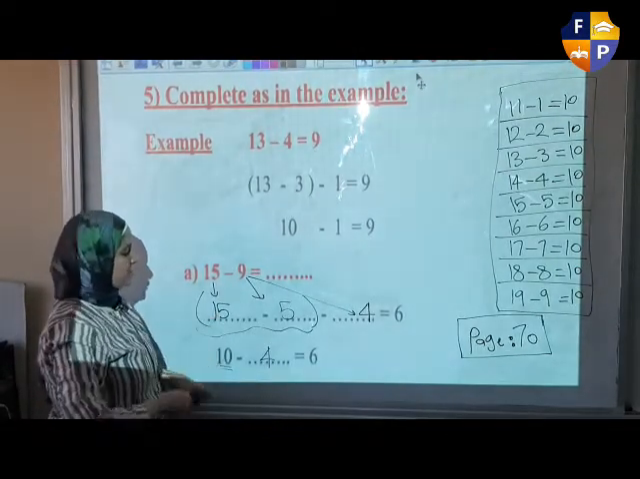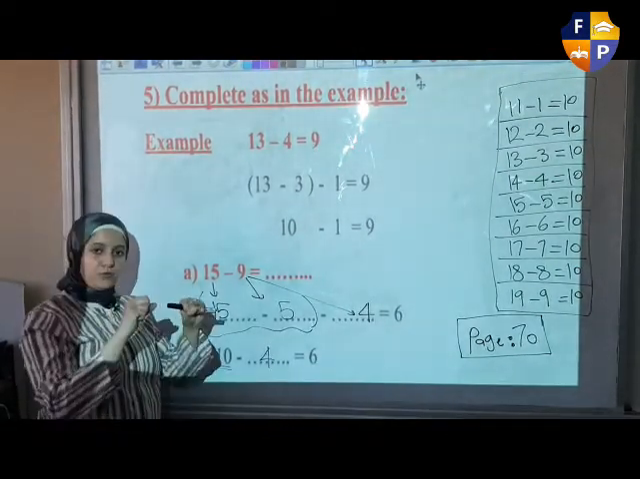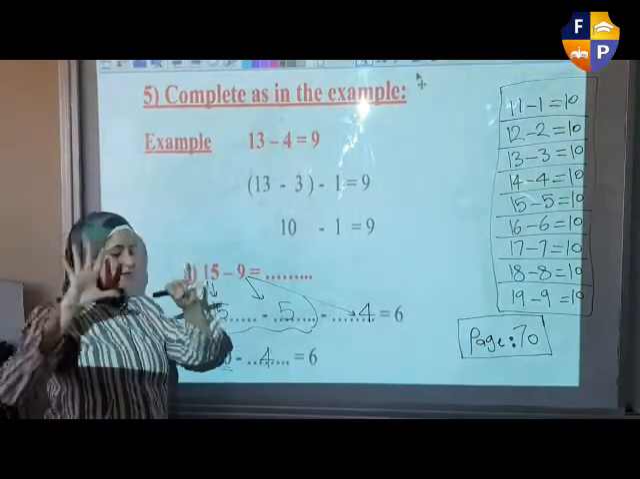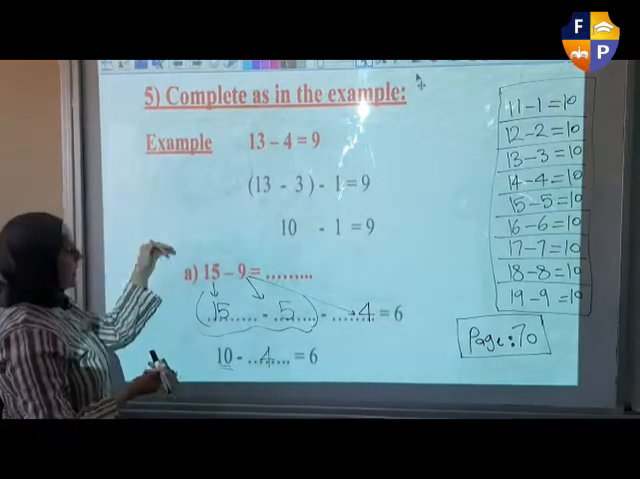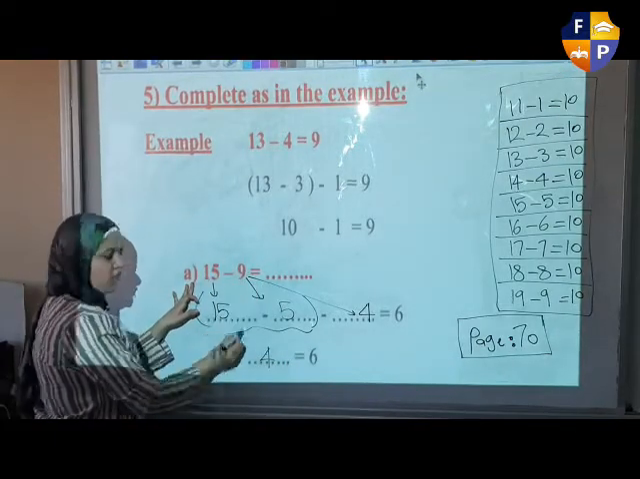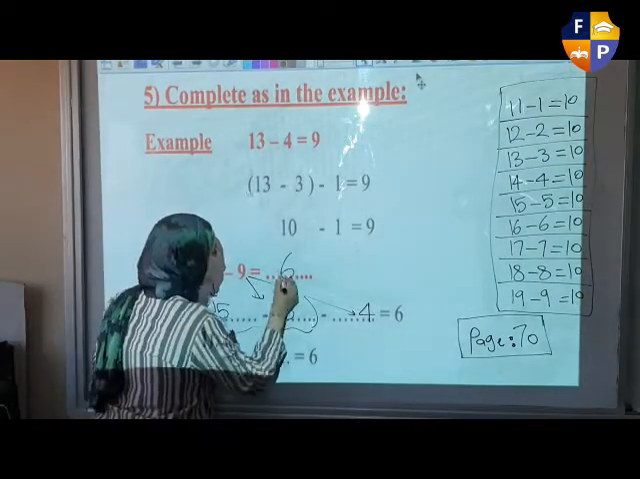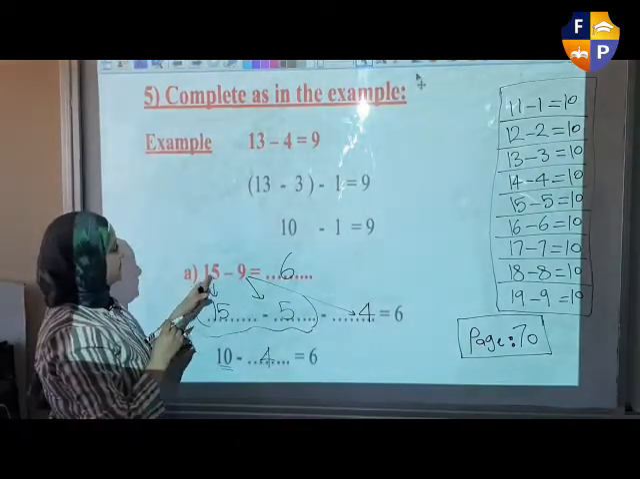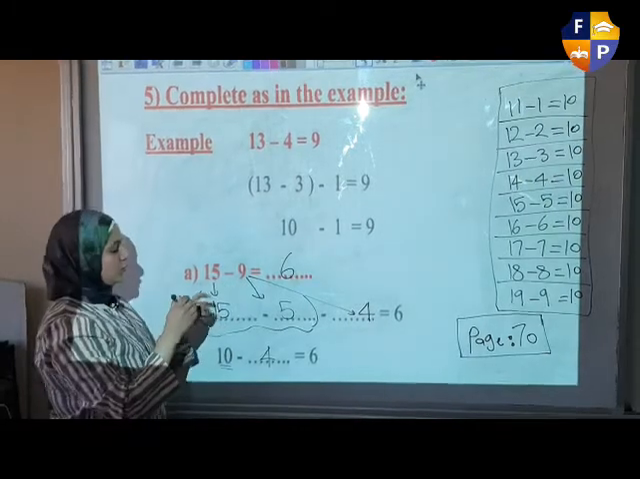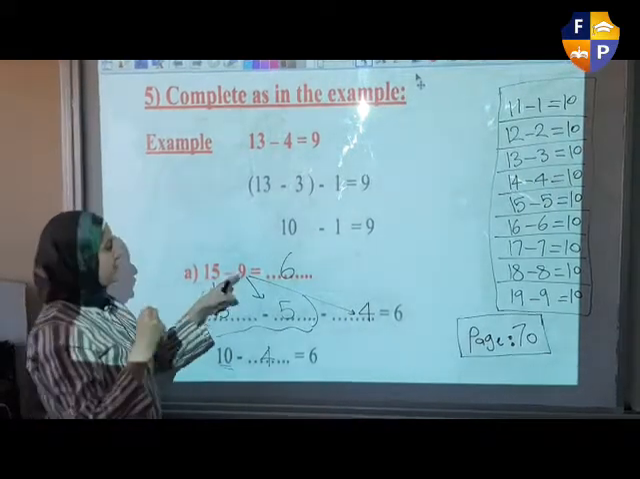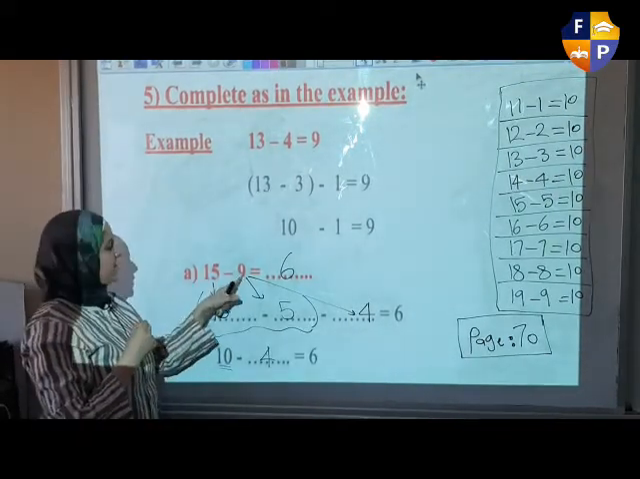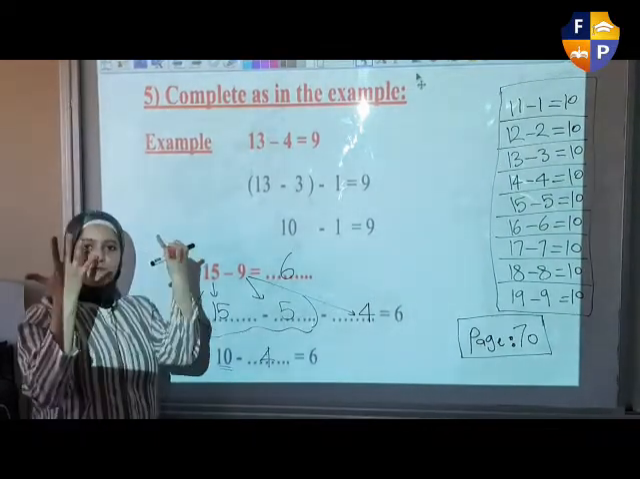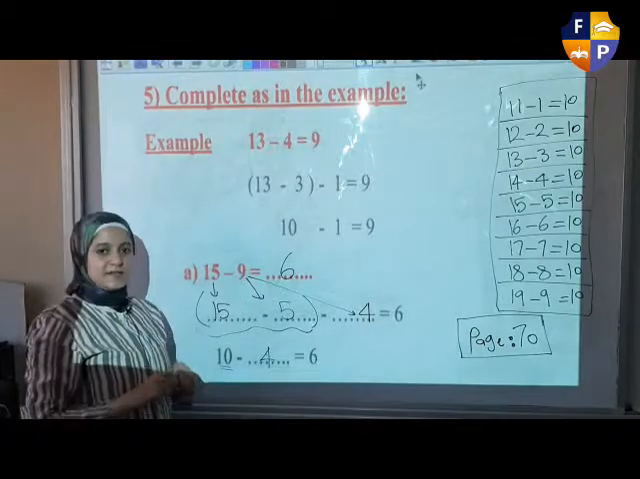You have to count after 4 to reach 10. After 4, 5, 6, 7, 8, 9, 10. So the answer is 6. And it shows that here they are the same. So the answer here is 6. To make sure, here I have 15 minus 9 equals what? If you close your hand and count after the baby number to reach the mommy number, after 9, 10, 11, 12, 13, 14, 15. So the answer is 6.